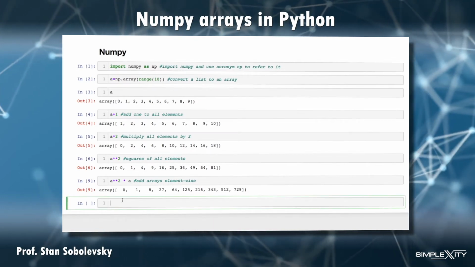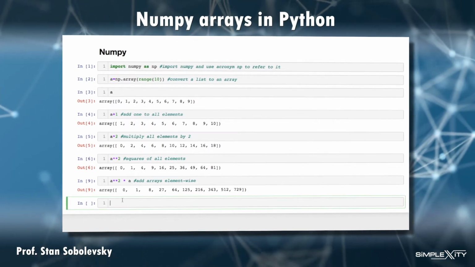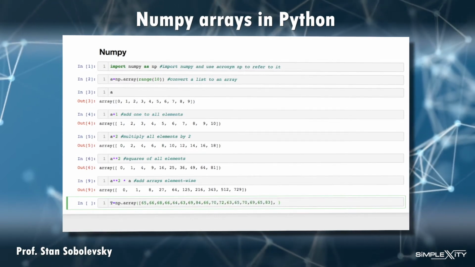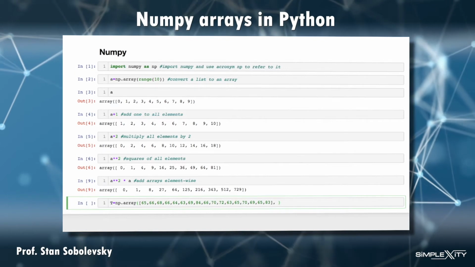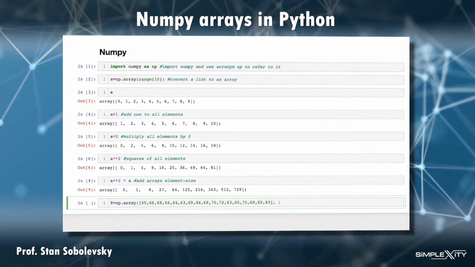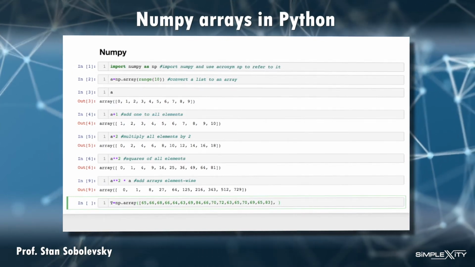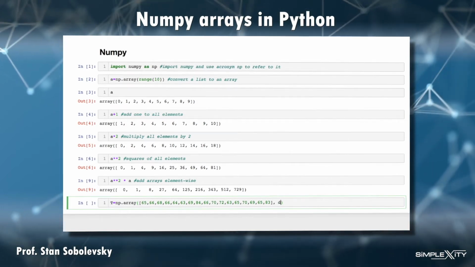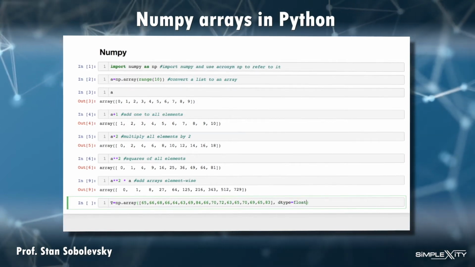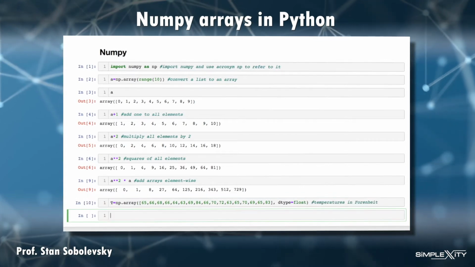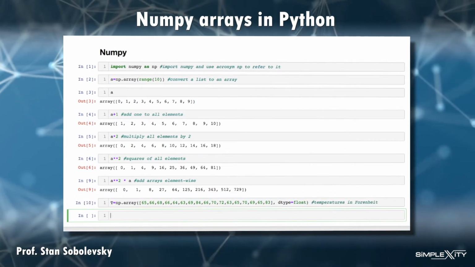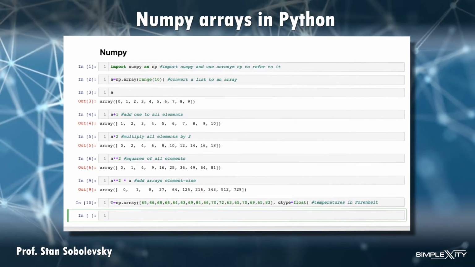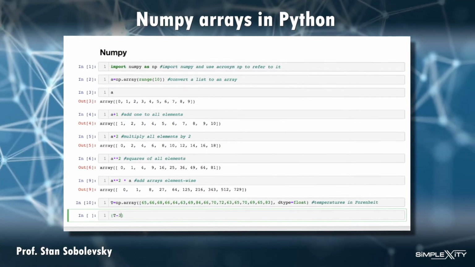Now, let me consider an example of an array of air temperature readings in Fahrenheit. If I want to make sure that all those elements are treated as floating point numbers rather than integers, I may want to specify it explicitly using dtype. Now let's convert those temperature readings from Fahrenheit to Celsius using a simple element-wise operation, just like we would do it with a single number.